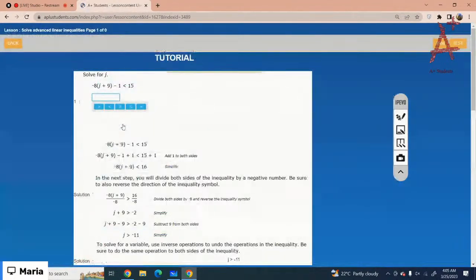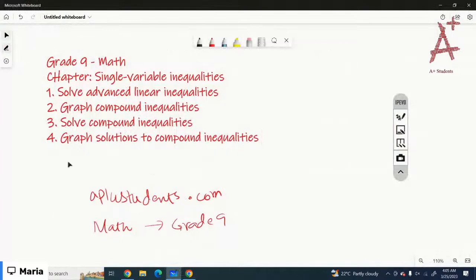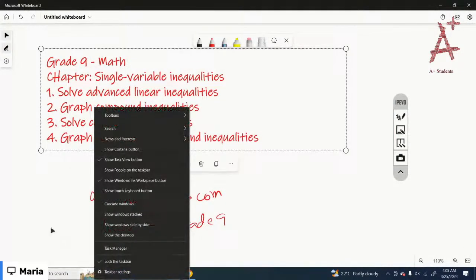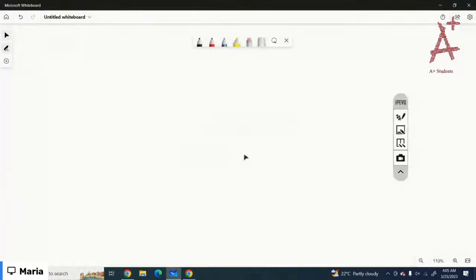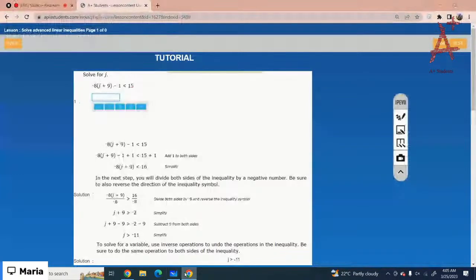Let's start with the first example. The first example is negative 8j plus 9, let me write it down on the board. Negative 8j plus 9 minus 1 is less than 15. So you have to solve the linear inequality. Got it? So let's start.